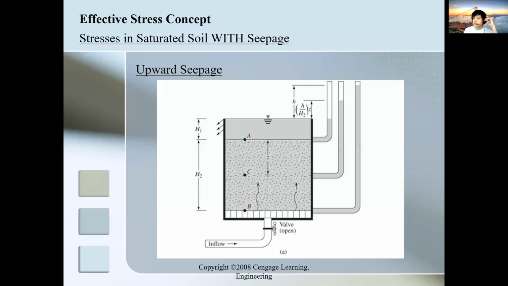Okay, so let's go first to the upward seepage. For example, this one is your soil specimen. Let's say we consider it as saturated because we have a continuous flow of water in this direction, meaning upwards. The water is going up.